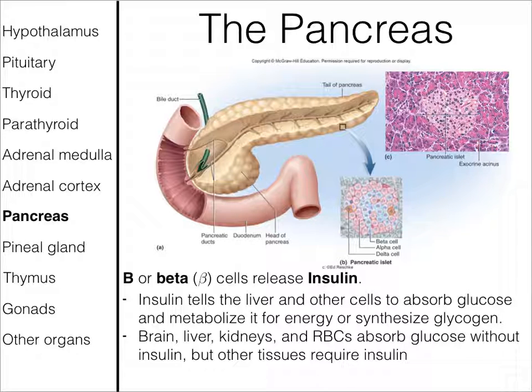There are some cells that don't require insulin in order to grab glucose from the blood. Your brain tissue, liver, kidneys, and red blood cells are all extremely metabolically active, highly intensive, and they don't want to die. So they'll grab sugar from the bloodstream no matter what. But pretty much all of your other cells wait for insulin to tell them, hey, now's a good time to grab some energy.